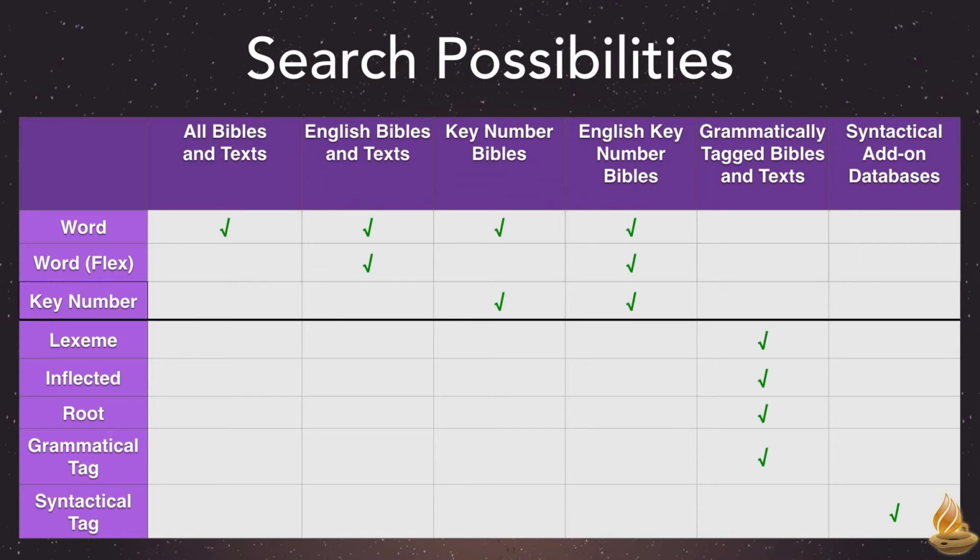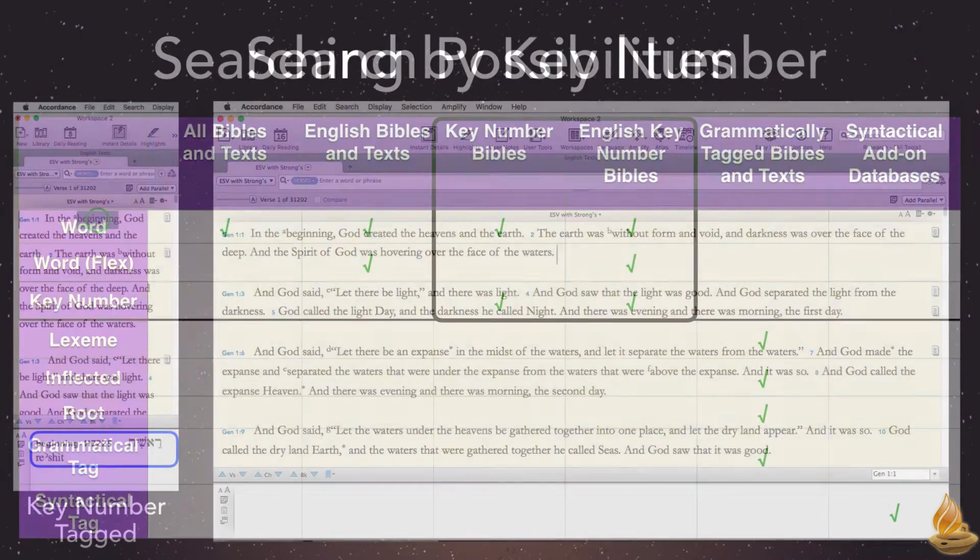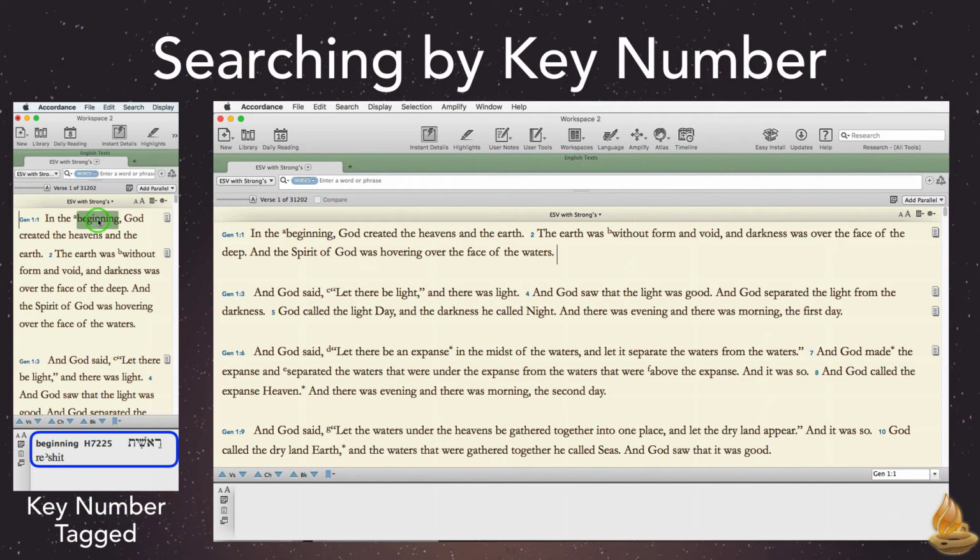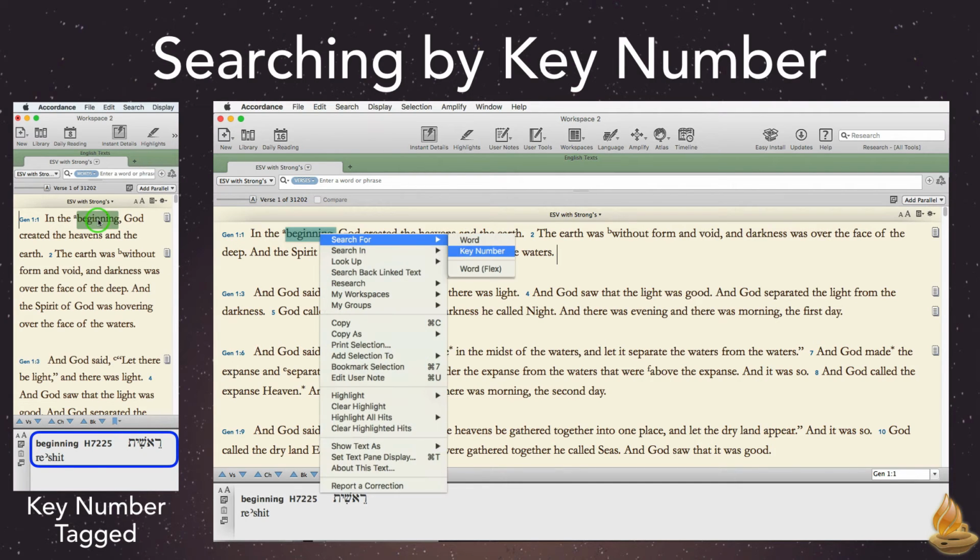Many people, especially those without a solid working knowledge of Greek and Hebrew, find that our key number Bibles are a good compromise. Searching by key number allows us to search for the original Greek or Hebrew word behind the translation. Remember that we can hover over a word with our cursor to see the key number in the original word. Right-clicking that word gives us a drop-down menu from which we can choose to search for the word, the key number, or the flex word. Choose Key Number to find every place the key number and the Greek or Hebrew word it represents appears.